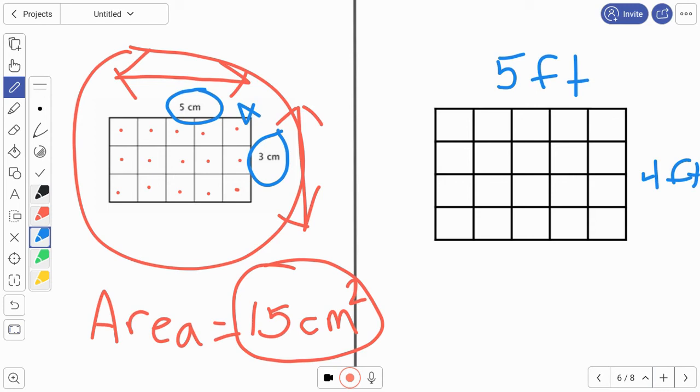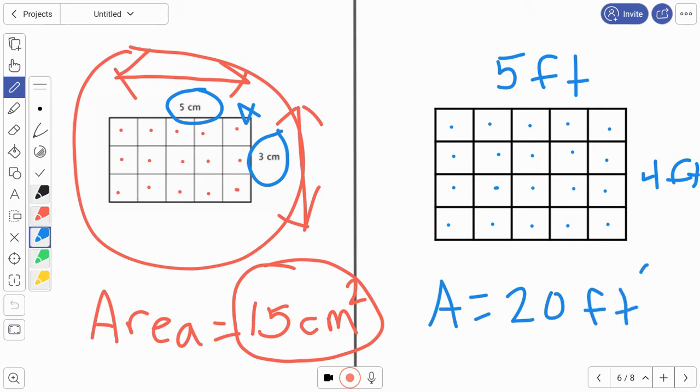Okay. Now, like I said, if the squares are there, I could easily just count them. 1, 2, 3, 4, 5, 6, 7, 8, 9, 10, 11, 12, 13, 14, 15, 16, 17, 18, 19, 20. So my area is 20 square feet. Because remember, whenever we are dealing with area, we always make it a square unit. So I would put feet with that little floating 2, which makes it square. Now you might notice again, 5 and 4, 5 times 4 equals 20.